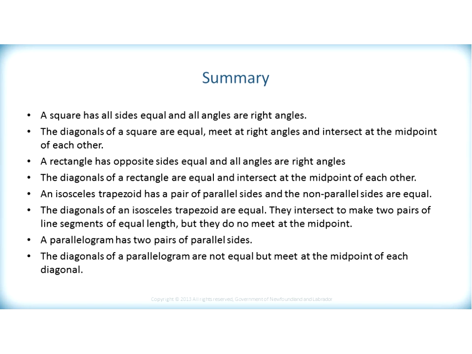For an isosceles trapezoid, it has a pair of parallel sides, and the non-parallel sides are equal. And the diagonals of an isosceles trapezoid are equal. They intersect to make two pairs of line segments of equal length, but they do not meet at the midpoint. A parallelogram has two pairs of parallel sides, and the diagonals of a parallelogram are not equal, and we said that the longer of the two diagonals is going to be opposite the largest angle. So they are not equal, but they do meet at the midpoint of each diagonal.